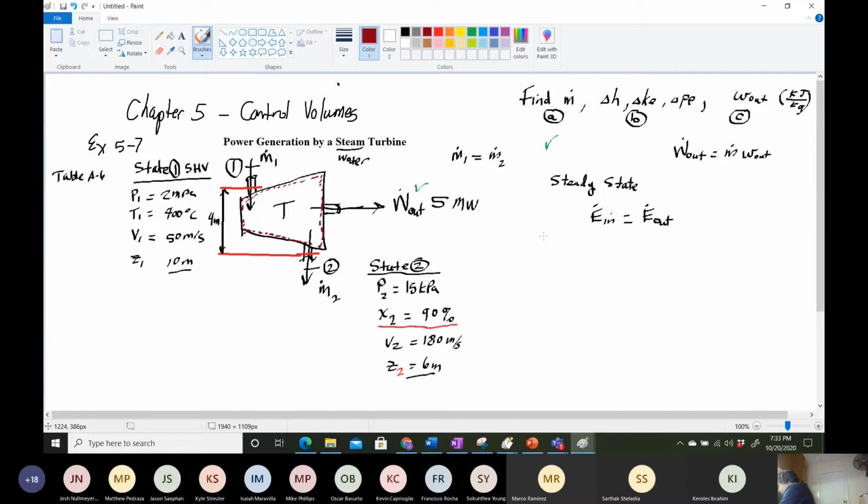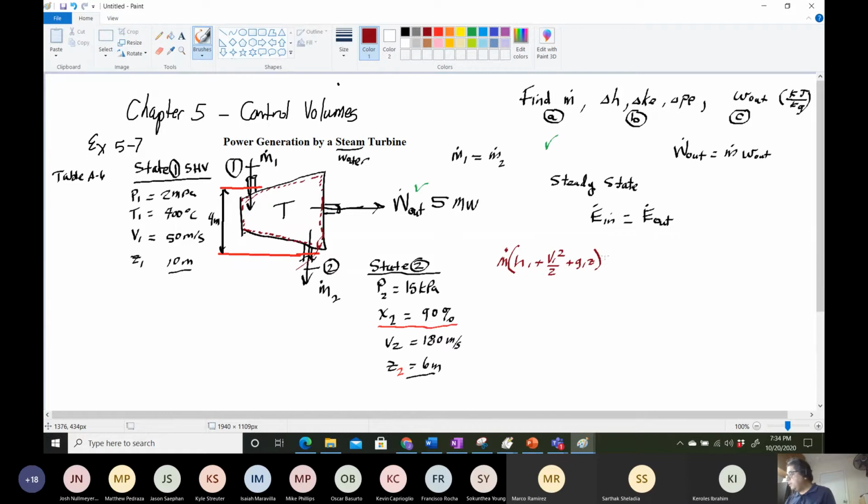We don't have to write this equation out. Yeah, let's go ahead. So I'm looking at my notes. All right, here we go. The equation is a long one. M dot times, so I'm doing E dot in: M dot equals H1 plus V1 squared divided by 2 plus G Z1, right? And that's what's coming in. Nothing else is coming in. The only thing coming in is the flow coming in at state 1.